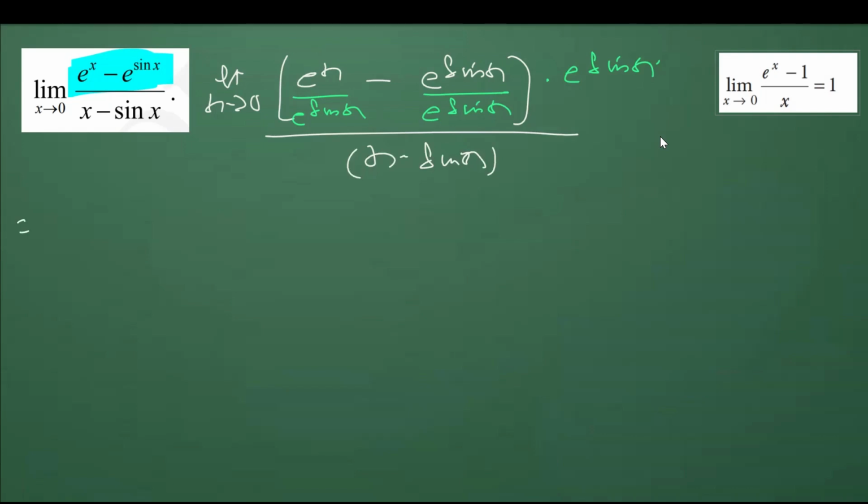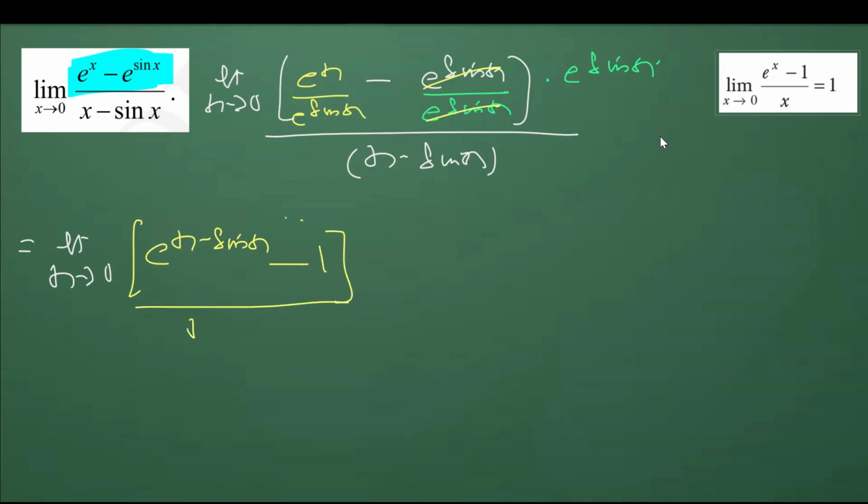Now the next step is, limit x tends to 0. You can see that applying laws of exponent on this part, what we are going to get is e raised to the power x minus sine x, and this will get cancelled to give you 1 over here, and that is divided by x minus sine x. Let's place a separate limit for the other part, limit x tends to 0, e raised to the power sine x.